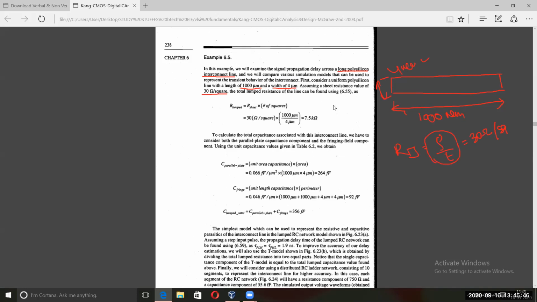Okay, so here square is, though W is equal to 4, that is fixed. So one square is equal to 4. So L is equal to 4, W is equal to 4. This is 1 square. So that's why you have to calculate how many squares. So that's why this part is there. Okay. So L by W.